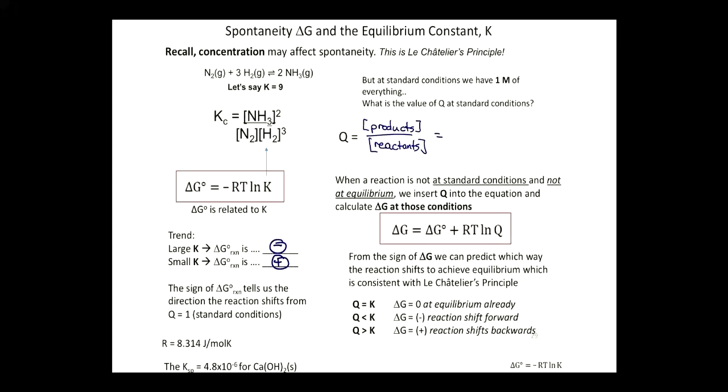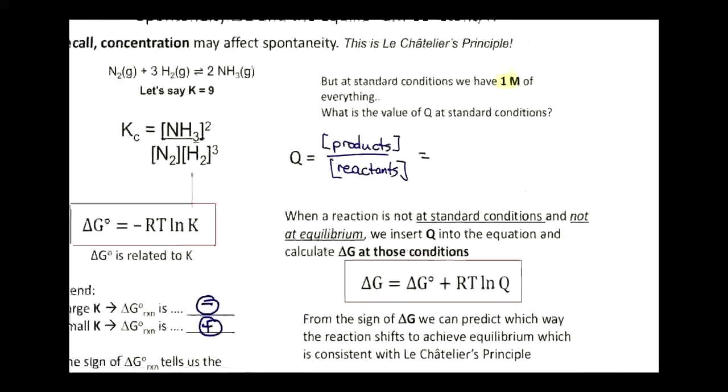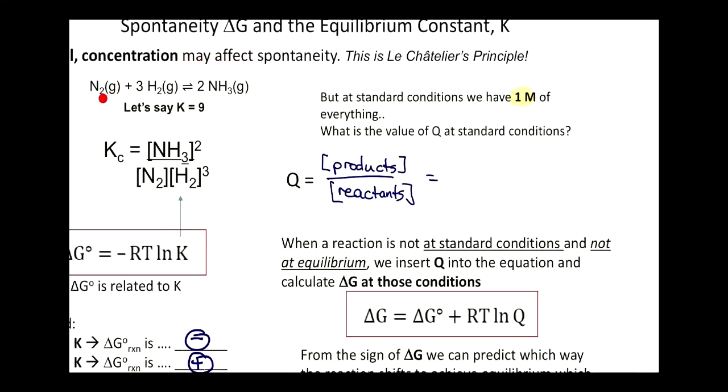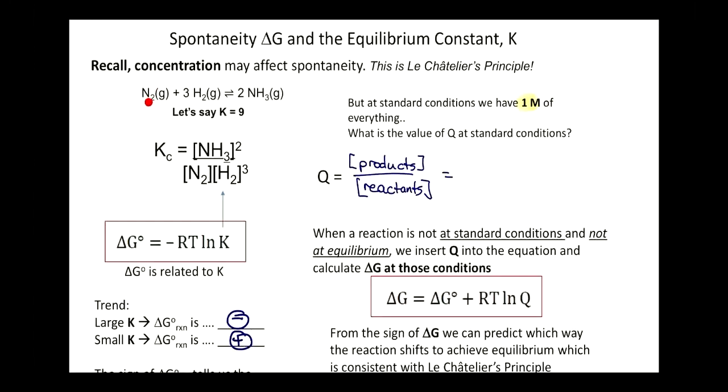So what we'll see here is that delta G of the reaction, when we use table values, is actually related to the magnitude of K. So remember when we talk about standard conditions, 1 molarity of everything, all right? So if we think about this chemical reaction, this is an equilibrium. So we have nitrogen reacting with hydrogen to give us ammonia. And if this was chapter 15 or 16, I would say, okay, K equals 9, all right? But if we are at standard conditions, think about what are the concentrations of everything at standard conditions.